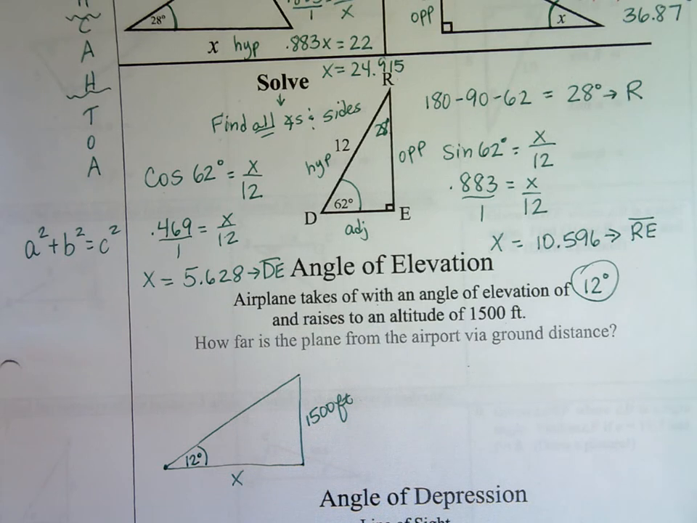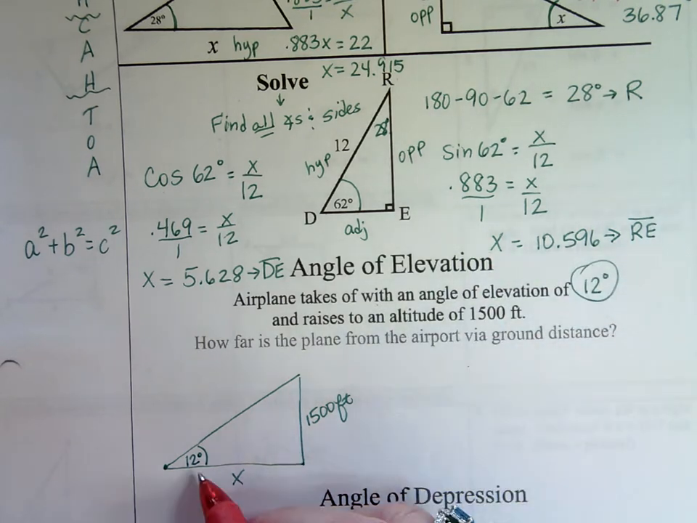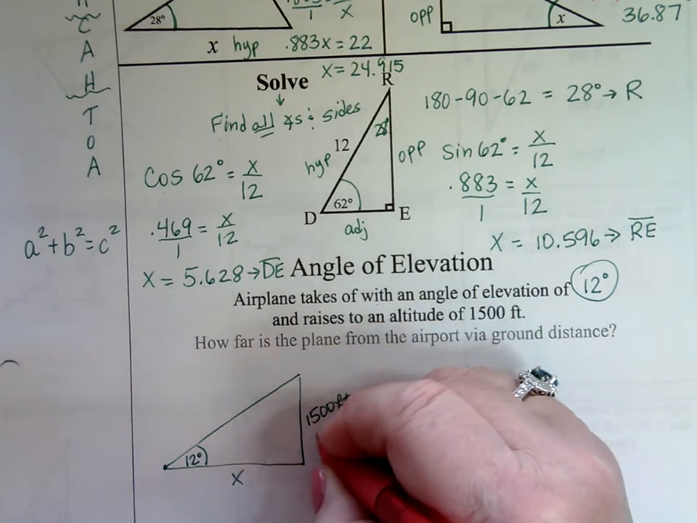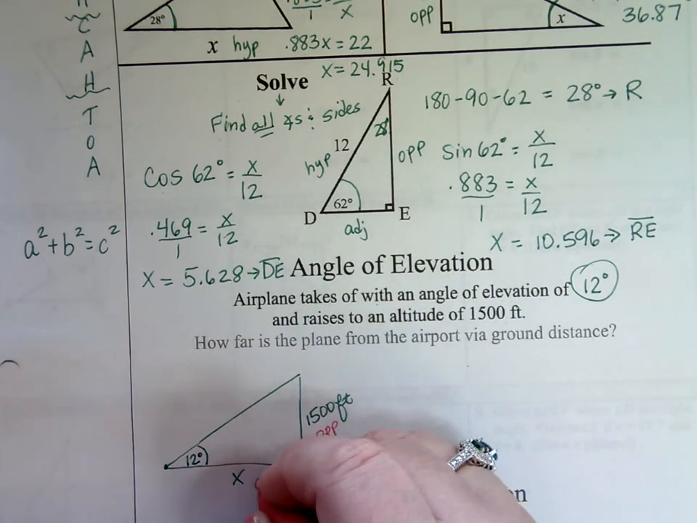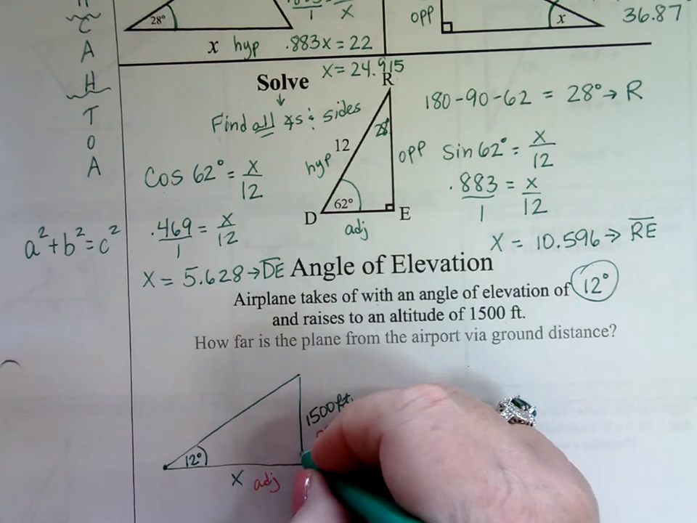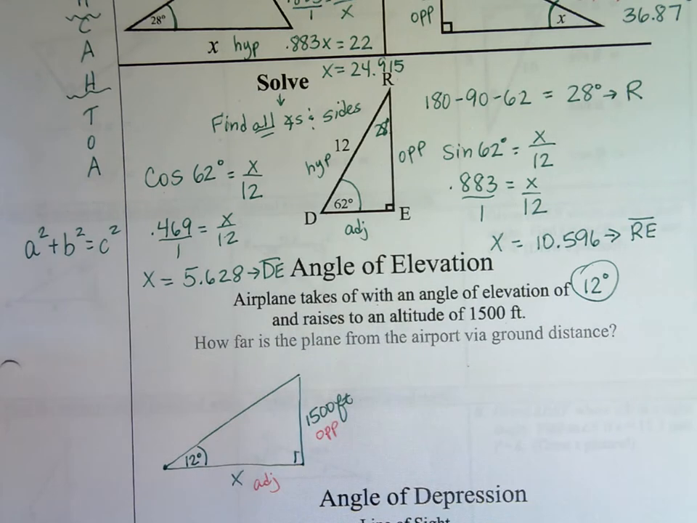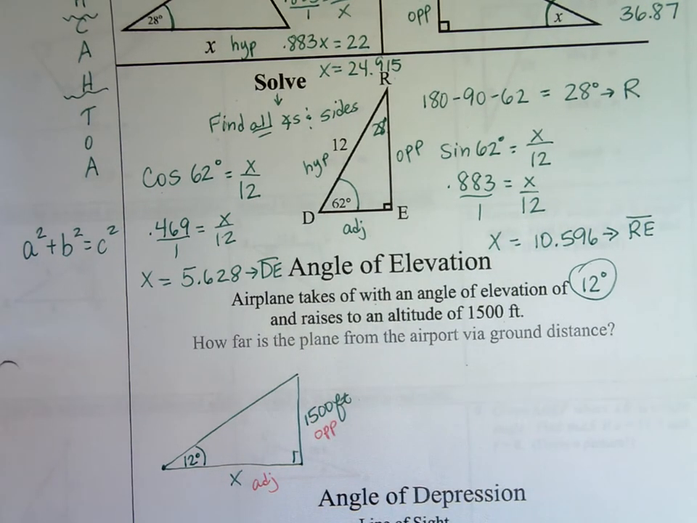And then it's just like the rest of the problems we've done. Once you have the picture, the question is, what trig function are you going to use to solve it? So if this is 12 degrees, this 1,500 is your opposite. The x is the adjacent. We technically have a right triangle here, and the hypotenuse they didn't tell us anything about, and we're not going to worry about it. We just want the trig function that deals with opposites and adjacents, and that would be tangent.